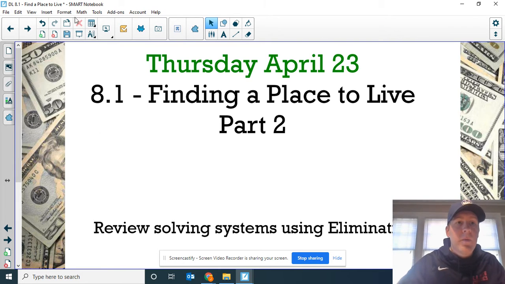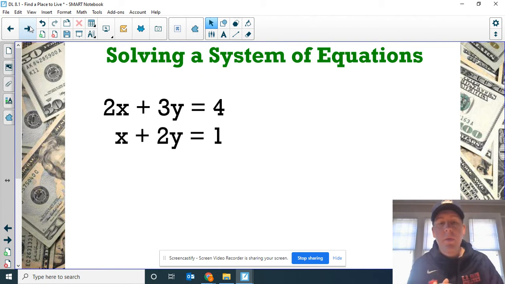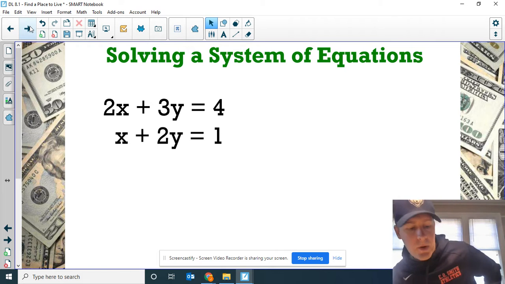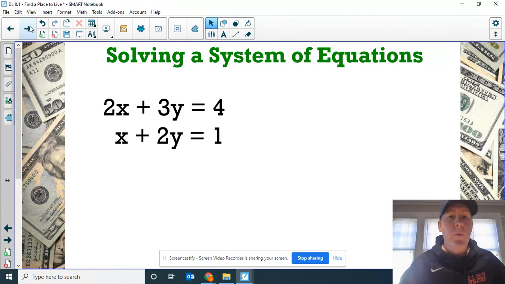Before I get to the one from yesterday, I want to review just how we solve by elimination using this example here. It's 2x plus 3y equals 4, and x plus 2y equals 1. What we want to do is find one ordered pair, or one point, that makes both equations true. So think back to, what does it mean to make an equation true?